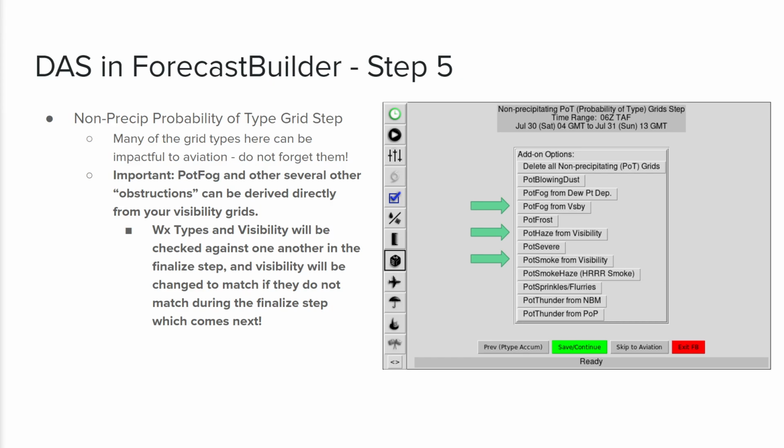Please note, and this will be repeated several times throughout the rest of this presentation, that if you do not create any obstructions such as fog or haze or anything like that for your grids, and you do not have at least likely PoPs, your visibility will be raised in the finalized step to 7. This is a common gotcha for many forecasters that are using ForecastBuilder to generate aviation grids. And like I said before, we will go over it several times and show you a little bit more in detail exactly what that entails. But be warned.